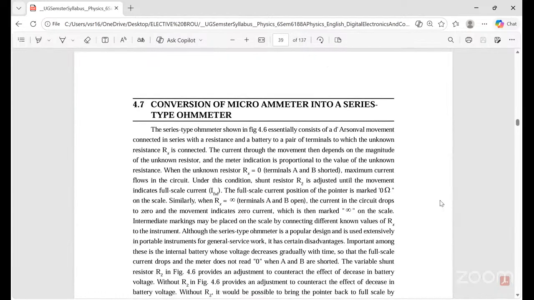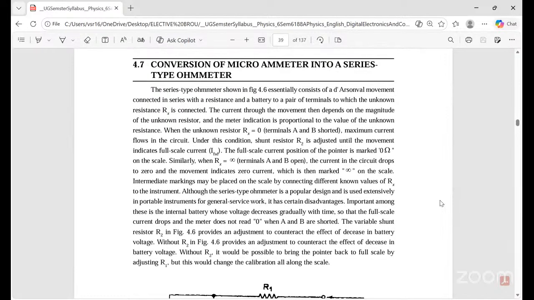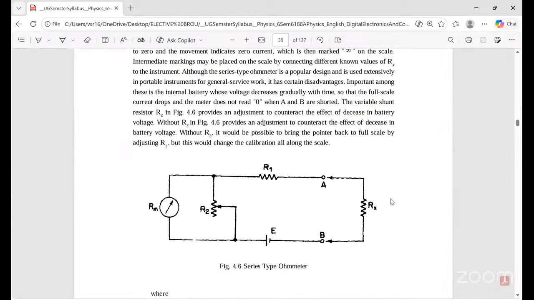Next is the conversion of a microammeter into a series type ohmmeter. Series type. Completely all are resistors: R1, R2, RK, RM between A and B.